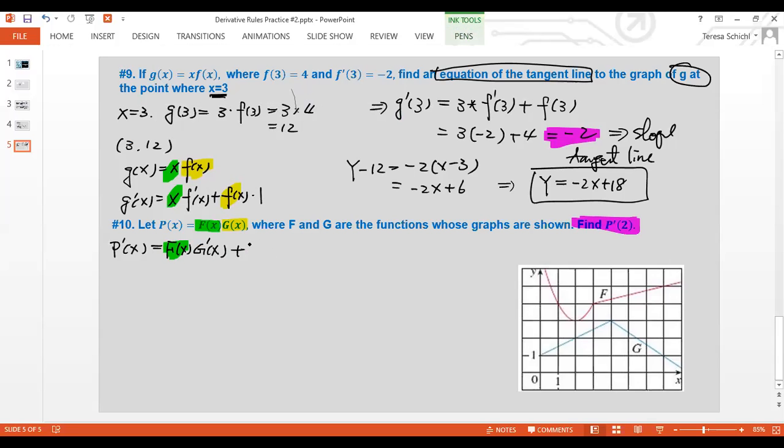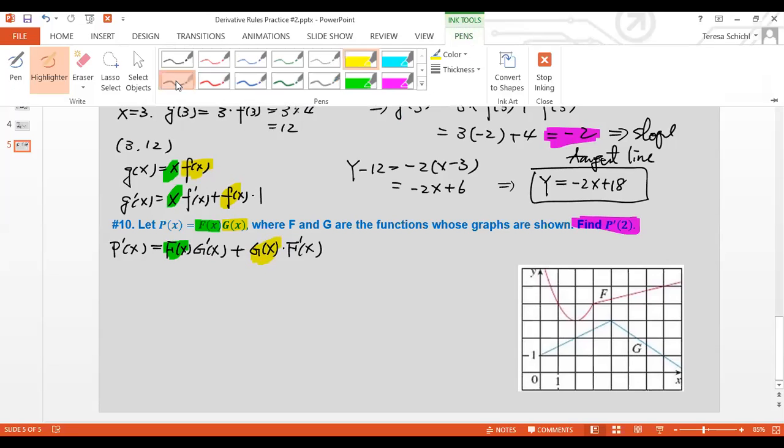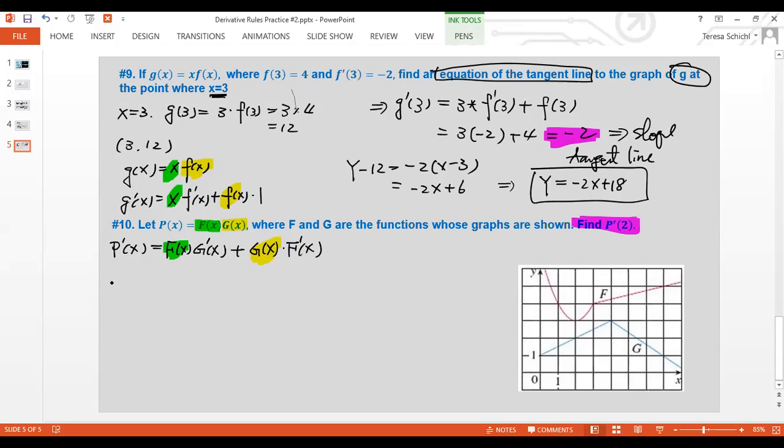Then plus, holding the second one, g(x), take the derivative of f, f prime x. Right? So you're holding this one. Now they're looking for p prime 2, so substitute x equal to 2. So this is f of 2 times g prime of 2, plus g of 2 times f prime of 2.